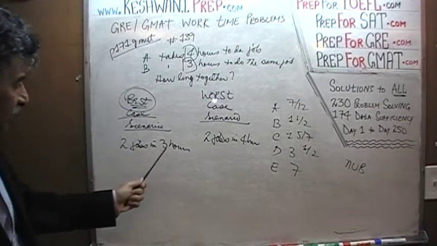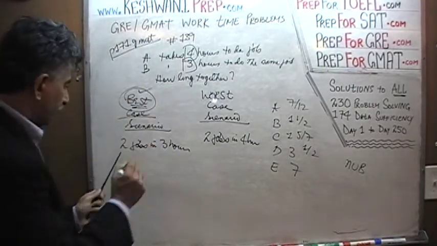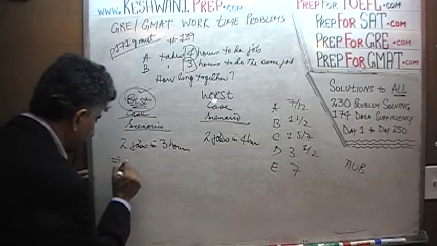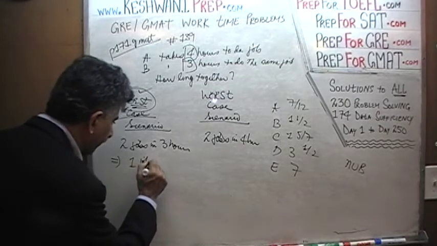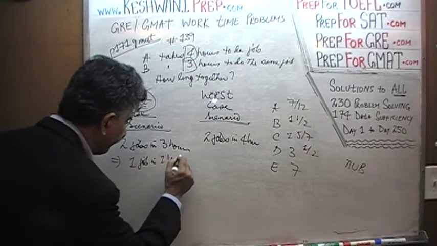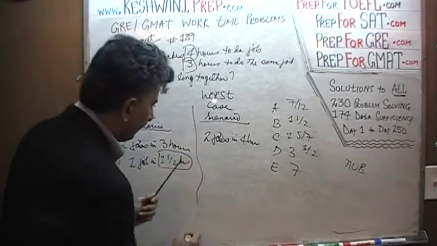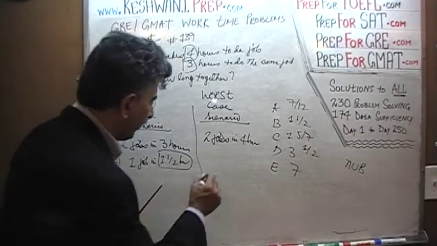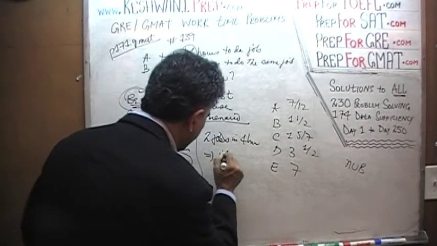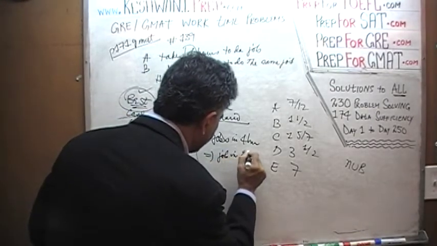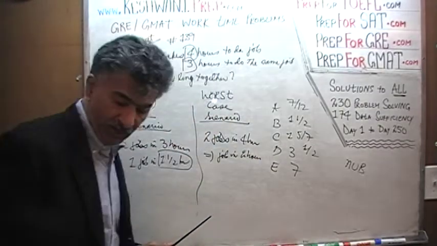Well, if they can do two jobs in 3 hours in the best case scenario, that implies that they can do one job in an hour and a half. Now, if you're talking about the scenario where they do two jobs in 4 hours, that implies that they can do a job in 2 hours. 2 hours, half of four.